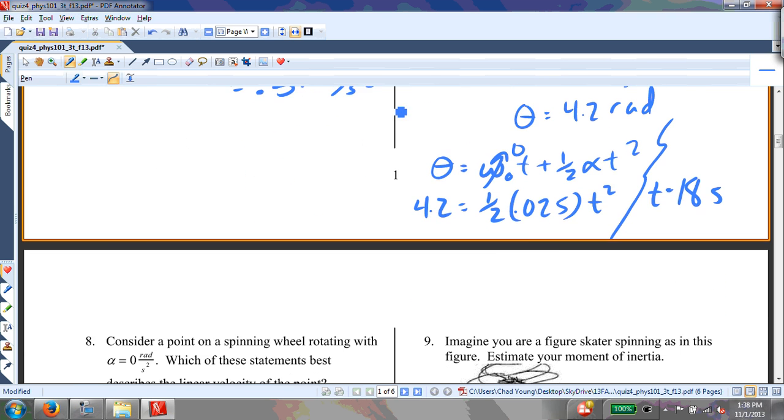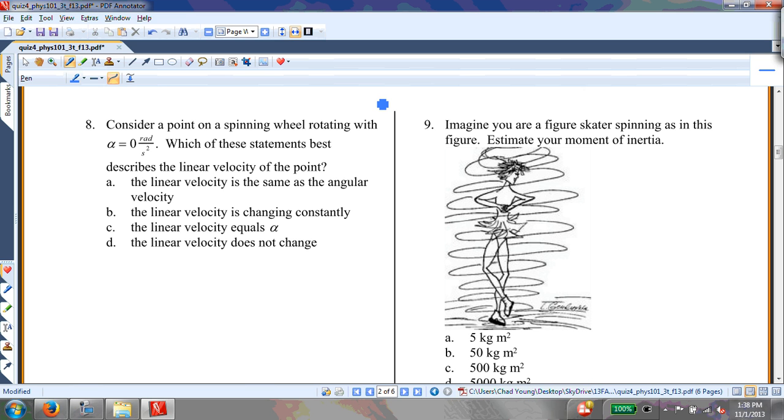For number 7. Consider a point on a spinning wheel rotating with alpha equals 0. That means the angular acceleration is 0. That means that it has a constant omega. Omega is not changing. Which of these statements best describes the linear velocity? So not omega, but I'm looking for the vector v, the velocity. The linear velocity is the same as the angular velocity. We know that's not true because actually the linear velocity is related by the radius in that way.